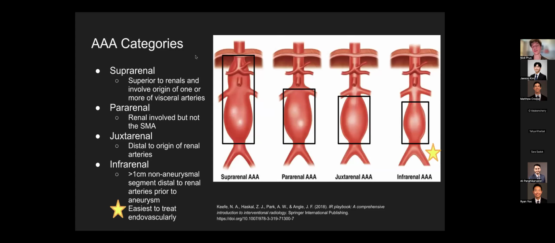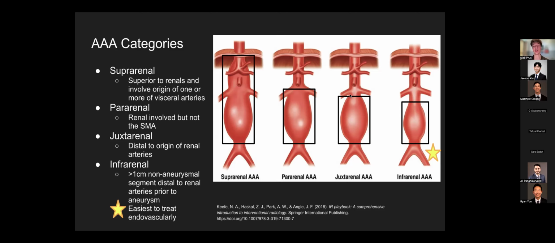There are 3 different types of classifications for AAAs. Suprarenals, the sac is superior to the renals, and it involves one or more of the visceral arteries, so celiac, SMA, and it runs inferior to the renals as well. Pararenal, there's renal involvement, but there's no visceral artery involvement, so no SMA, celiac. And then juxtarenal, it's just distal to the origin of the renal arteries, so there's no involvement of the renal arteries.